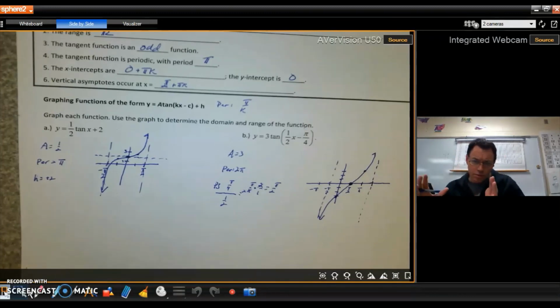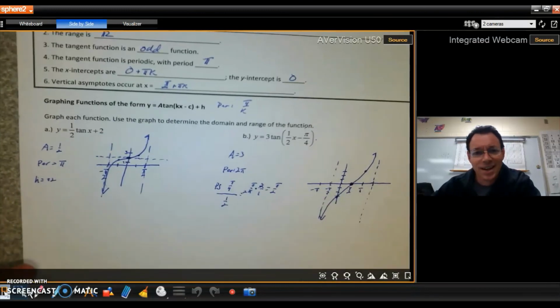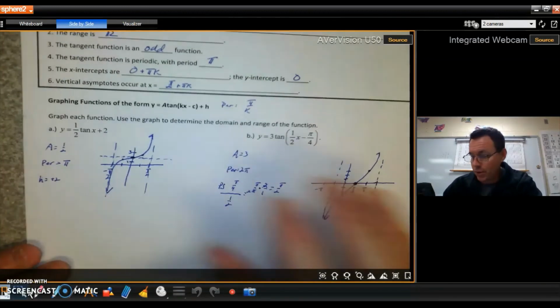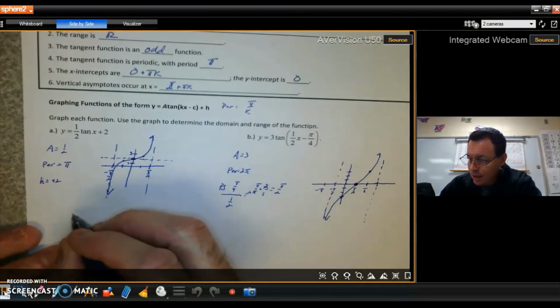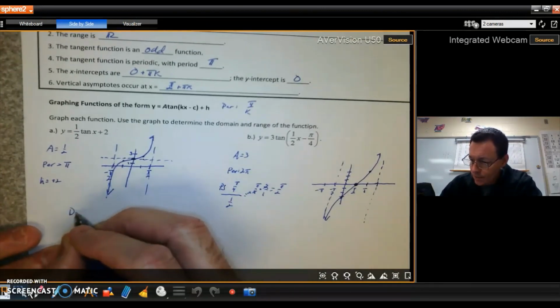Maybe yours is a little more vertical. Mine looks like it's slanting a little bit. I apologize. Okay, it's just how I'm looking at my paper. Things got slanted. I also asked you in the directions to find the domain and range. Now the range is all real numbers, okay, for both of these. Domain, again, you're just looking at where your asymptotes are.